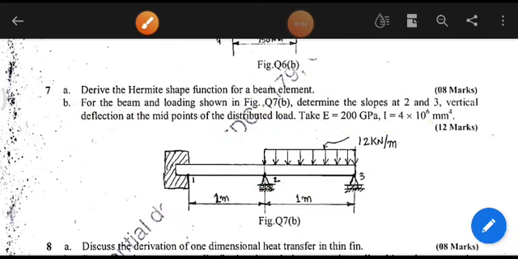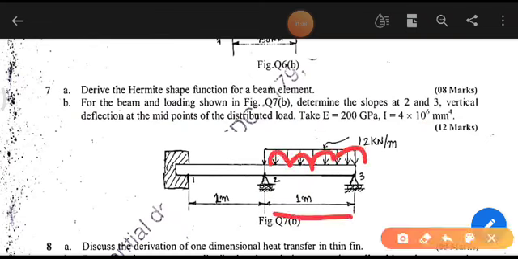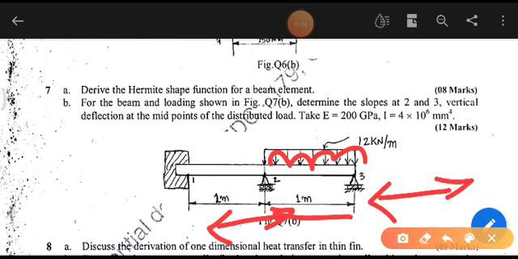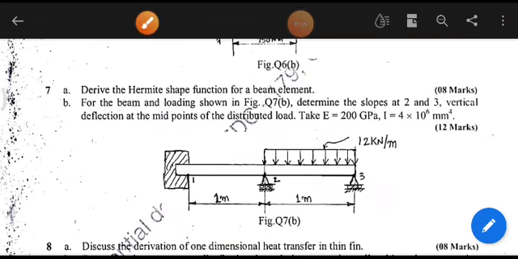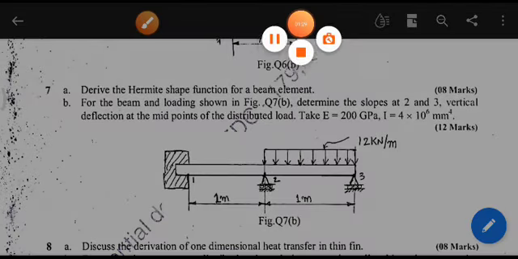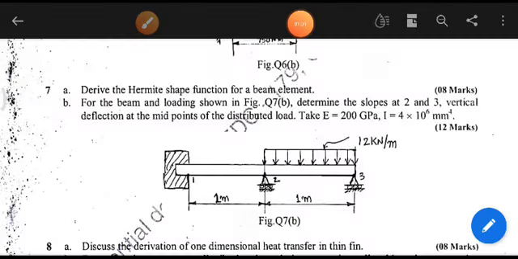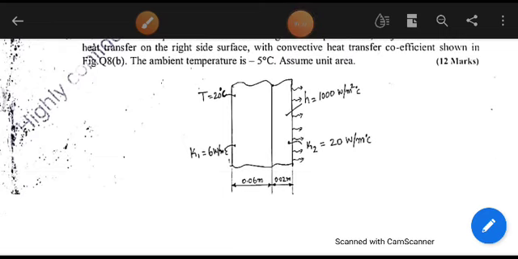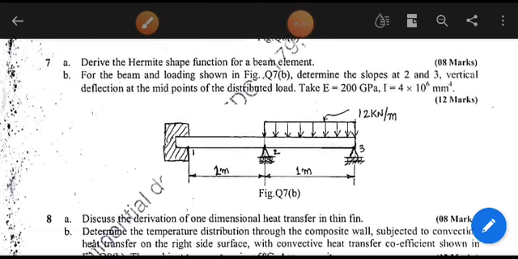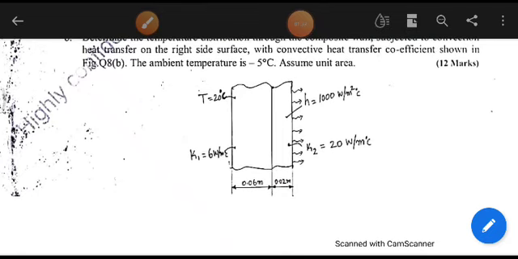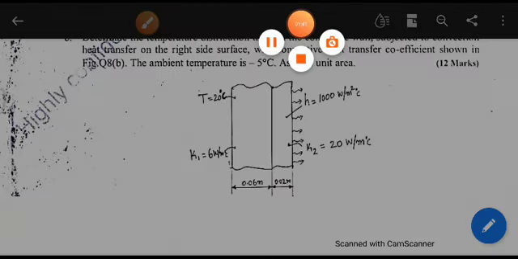The given problem is a cantilever beam subjected to UDL over a span of 1 meter, and it is fixed at the first node. The second and third nodes have moment in the x direction only, whereas they are restricted from vertical movement. Now we'll see how to solve this problem. Okay, we'll proceed with the problem. Let's see the steps.